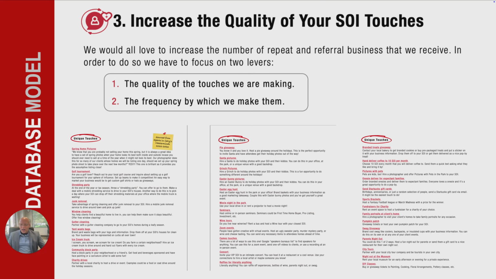And we have a whole database model that goes through some of the different unique touches you can do. There are things like spring home pictures. There are golf tournaments you can do. Maybe it's a shredding party. Maybe it's Easter bunny pictures or family photos or back to school photos. Or maybe photos with Santa. Maybe it's doing some wine tours or a Zoom event or a charity drive. Could be a swag giveaway, a parents' night out. There are a lot of different things you can do that create unique touches you can start making those phone calls for.